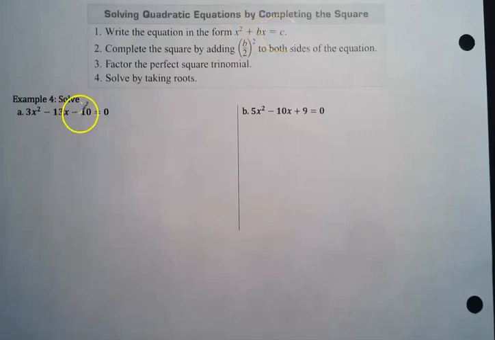So this time our c is over here, right? We want to move it to the other side. So let's add 10. So we've got 3x squared minus 13x equals 10. Okay, notice we want it in x squared form, so there's no a, so we need to divide by 3.